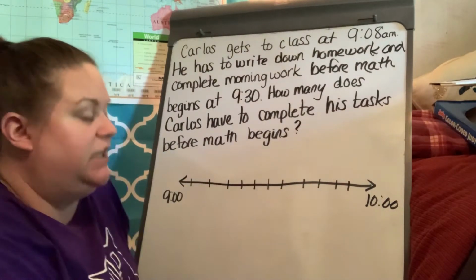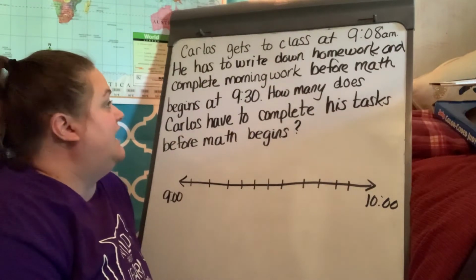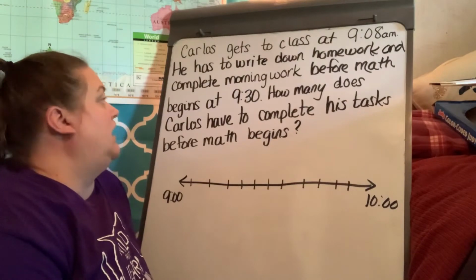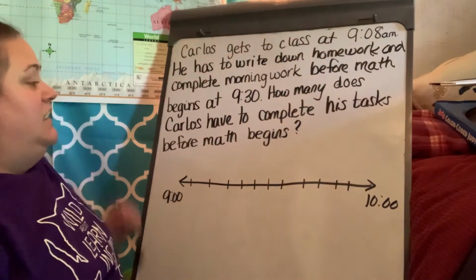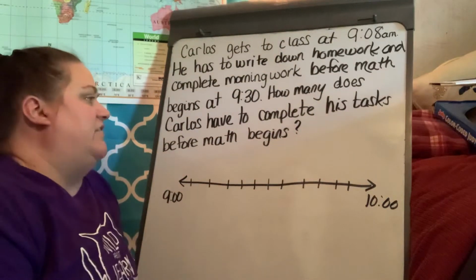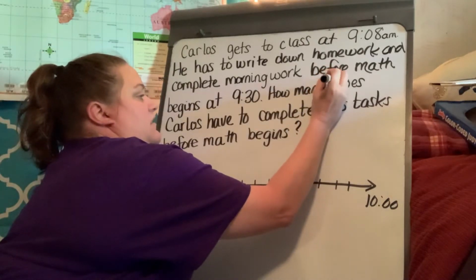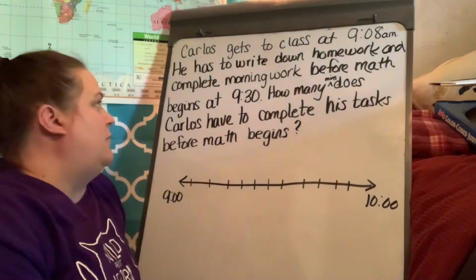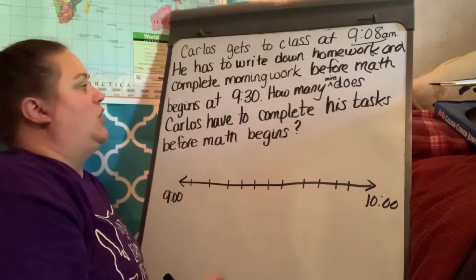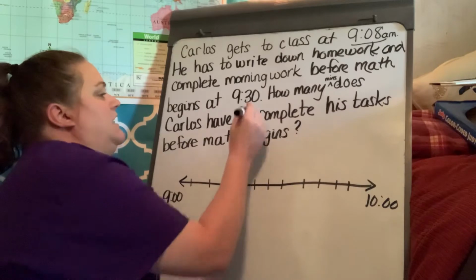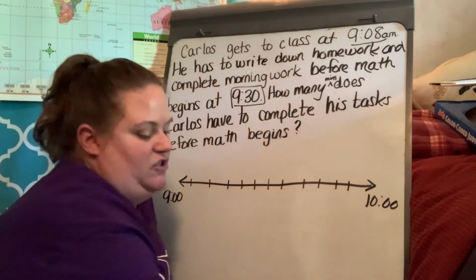So we're going to read it and then pull out some of the information and talk about it. So Carlos gets to class at 9:08 a.m. He has to write down homework and complete morning work before math begins at 9:30. How many minutes, I'm missing the word minutes, does Carlos have to complete his tasks before math begins? So I should have minutes here. Minutes, abbreviate it right there. Does he have before math begins? So Carlos gets to class at 9:08. He has to write down homework and complete morning work before math begins at 9:30. How many minutes does he have to finish his tasks?